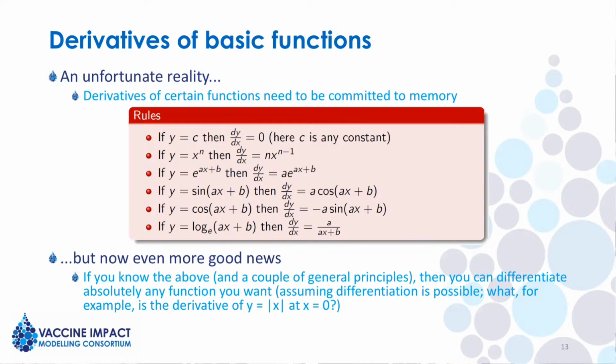Okay. This next rule is why mathematicians really like e. So here we've got y is equal to e to the power ax plus b. If we differentiate that, the only thing that changes is we get an a down in front, but otherwise it looks pretty similar.